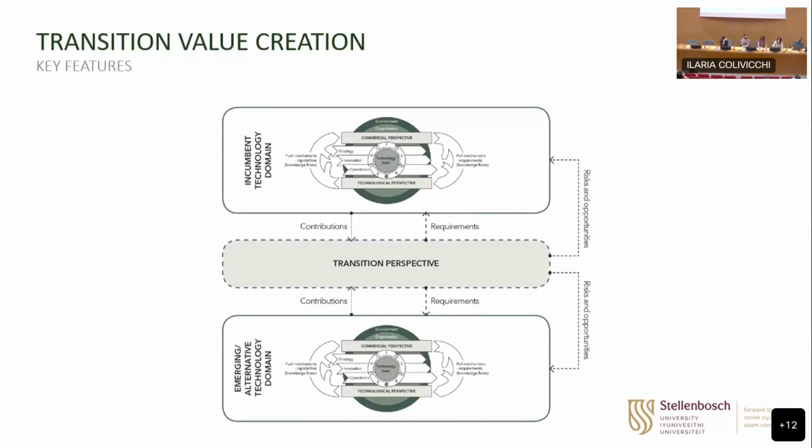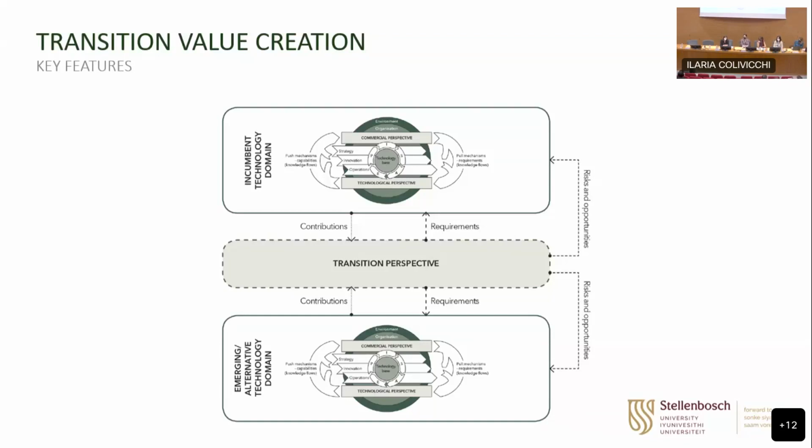Here is a schematic representation of what transition value creation entails. We have a transition perspective, and essentially you have an emerging technology. If you think about the electricity or energy transition, you have an emerging technology and an incumbent technology, which is often difficult to move. The transition requires something from both of these technology domains, but they also contribute towards the transition. One important thing is that this contribution can be positive or negative. An incumbent technology, if it's fossil fuel-based, typically contributes negatively towards that transition.